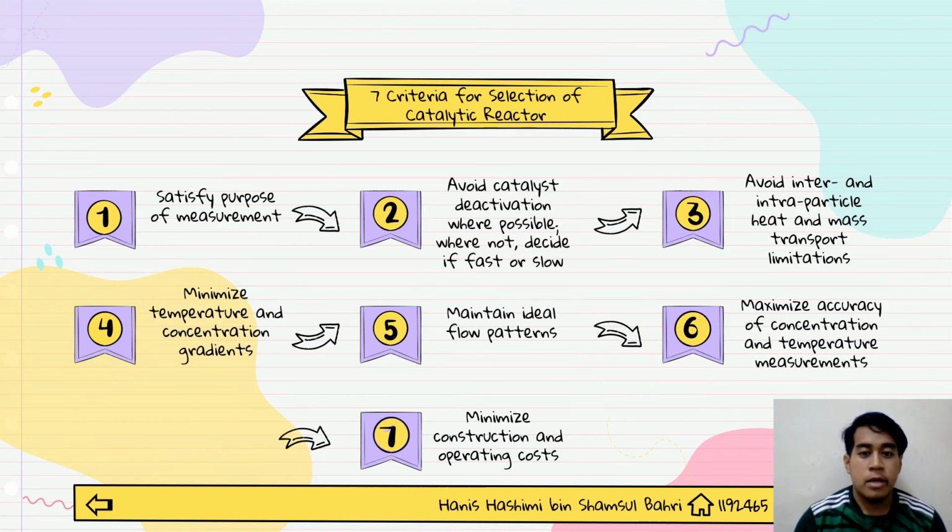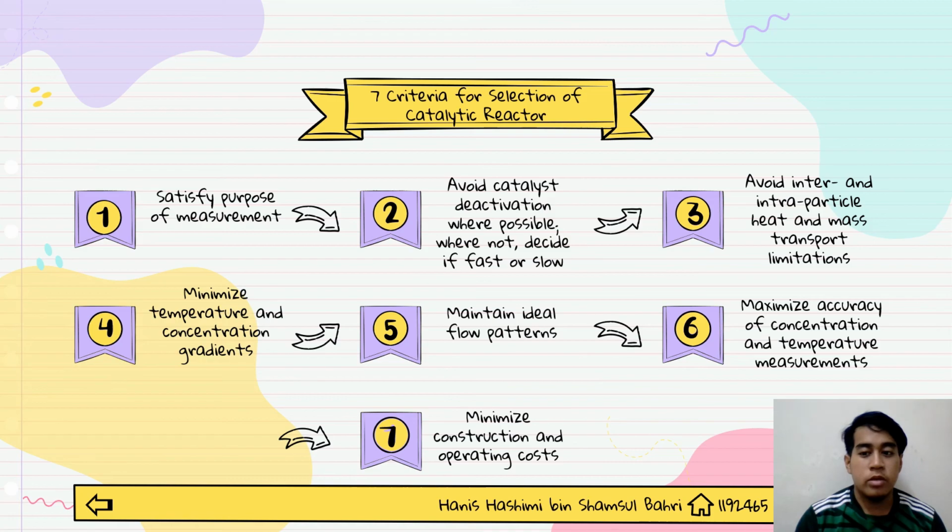Today I will explain 7 criteria for selection of catalytic reactor. First, it must satisfy purpose of measurement. To achieve that, we simulate the process regularly. Second, avoid catalyst deactivation where possible. If not, decide whether it is fast or slow. Catalyst gets deactivated where it decays either slowly or fast.